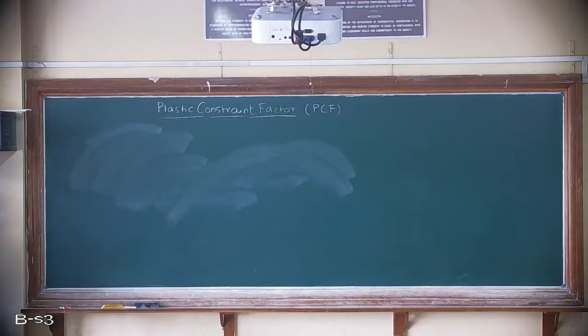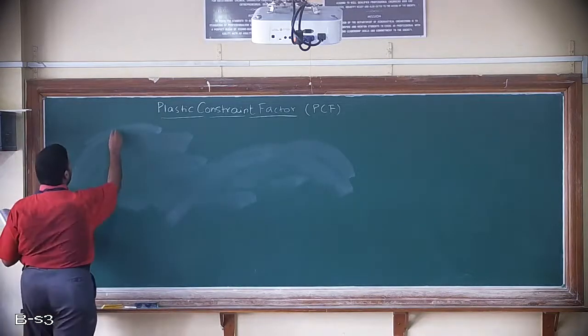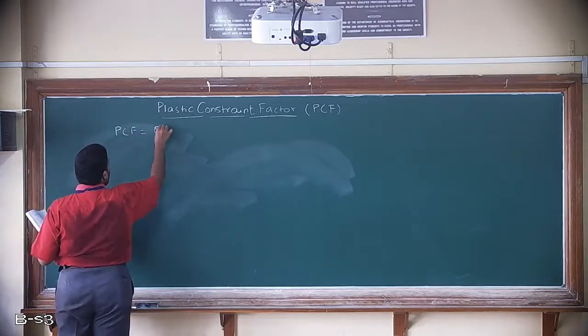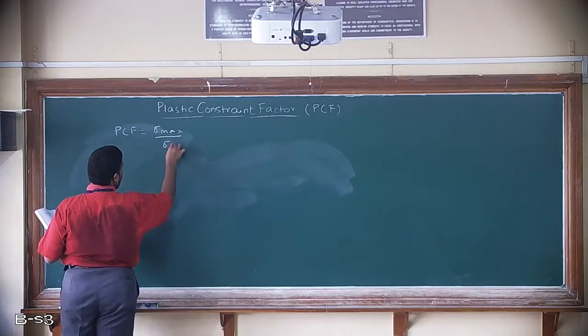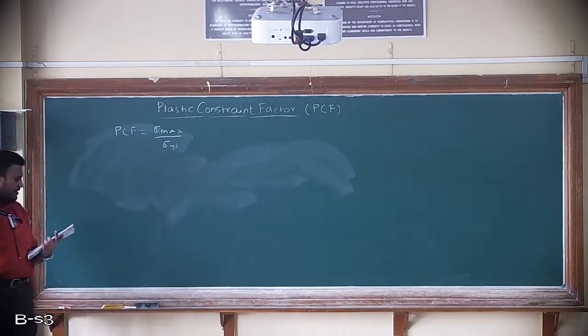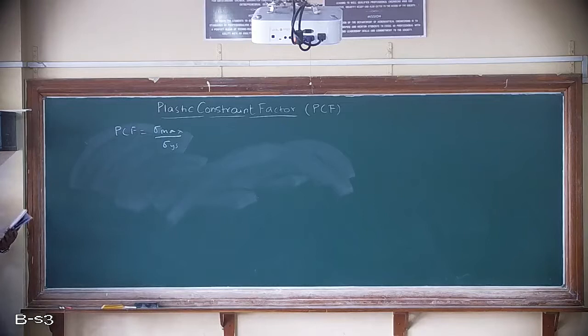You can just take down a few lines over here before we start with the derivation. The maximum stress in a plane strain plastic zone can be as high as 3 times the uniaxial yield stress. So the ratio of this maximum stress to the yield stress is called the plastic constraint factor, that is PCF is equal to sigma max by sigma ys. The PCF for plane strain crack problems can be estimated as follows.